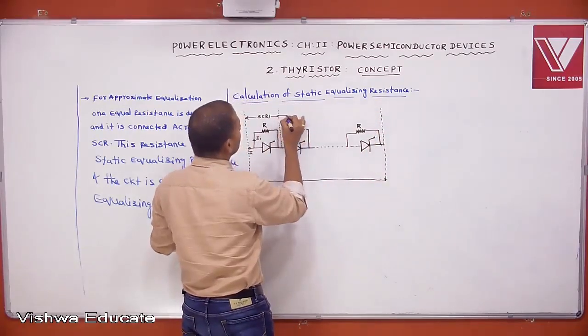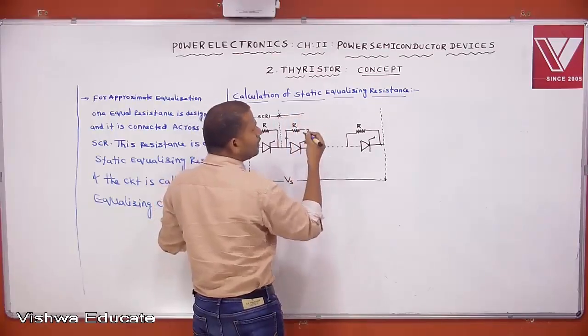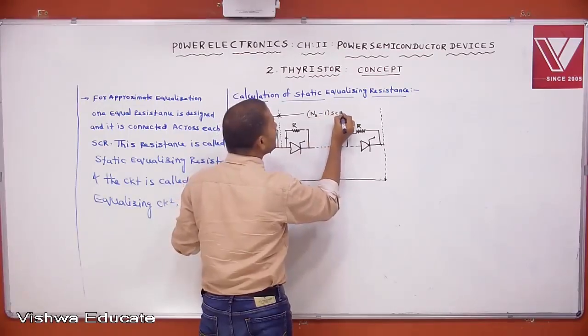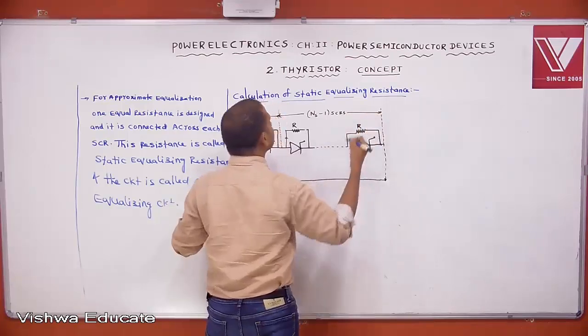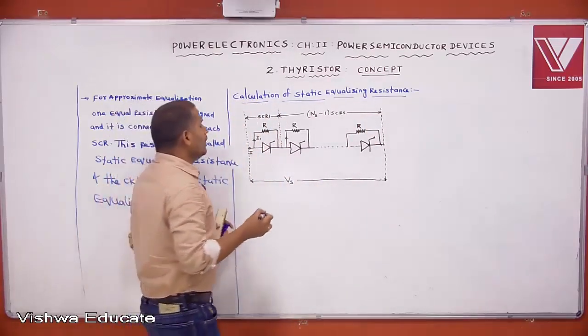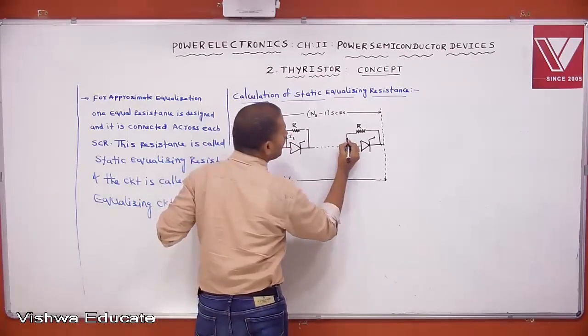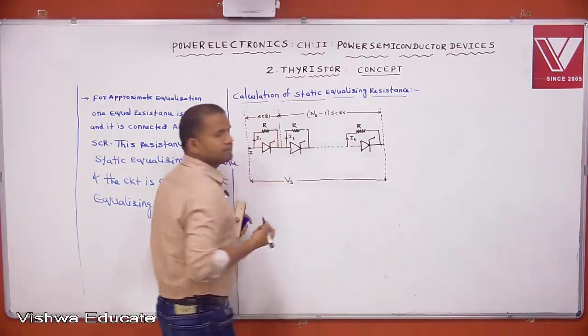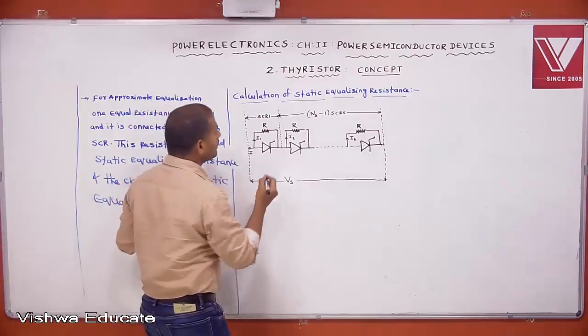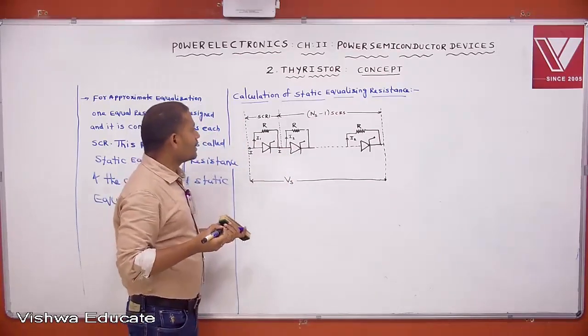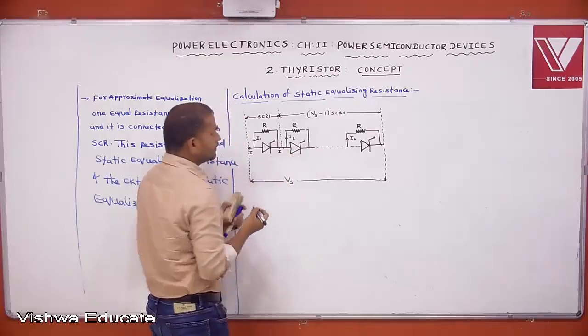Let the number of series connected SCRs be Ns. The remaining Ns minus 1 SCRs belong to another category, and let them carry the same current, I2, assuming they block the same voltage. This current is also I.